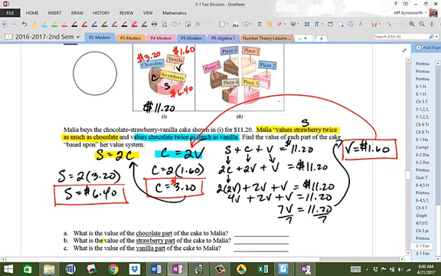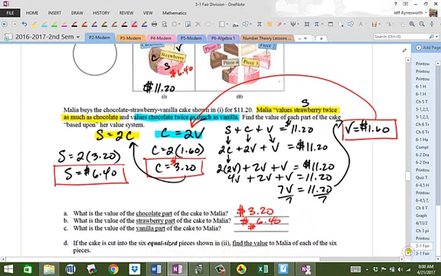The value of the chocolate part is 320. The value of the strawberry part, 640. It has the highest value. She must like strawberry a lot. And the vanilla part is the least liked, and it has the lowest value of $1.60.